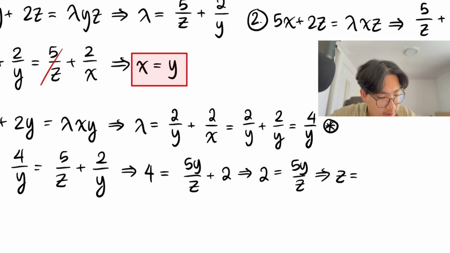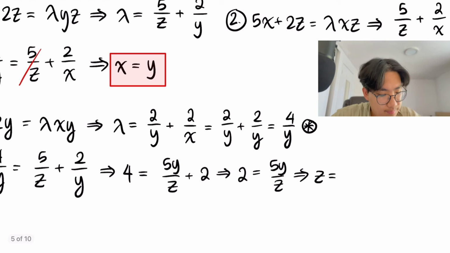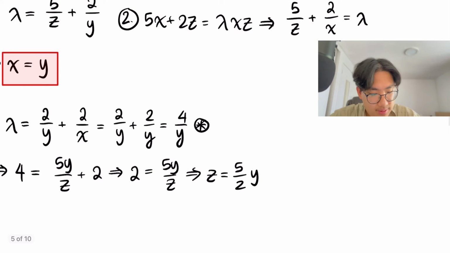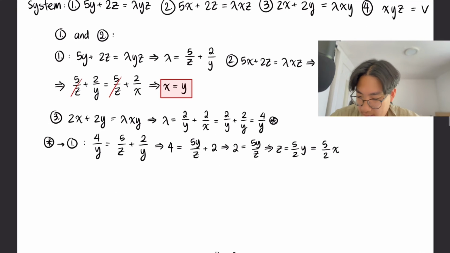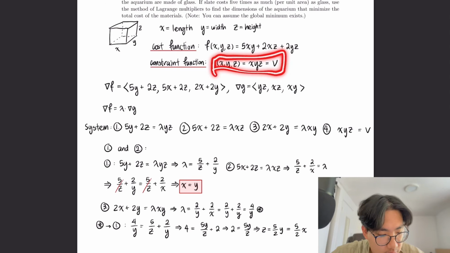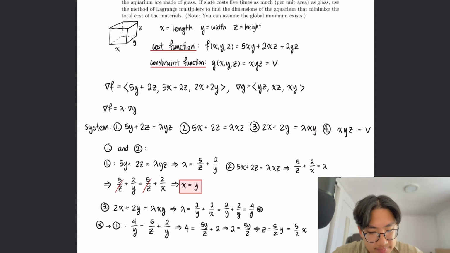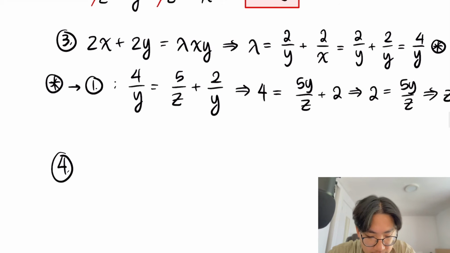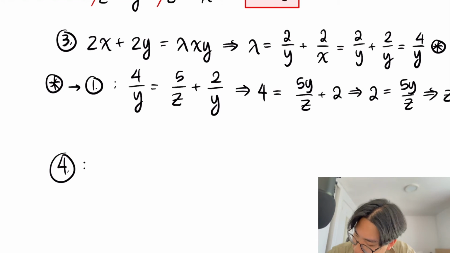meaning then that z, and again we just multiply the z over and divide by 2. So we have z is equal to 5 over 2y. And then of course because x is equal to y, this is also equal to 5 over 2x as well. And then from here, we can make use of the constraint function right over here, or condition number 4, same idea.